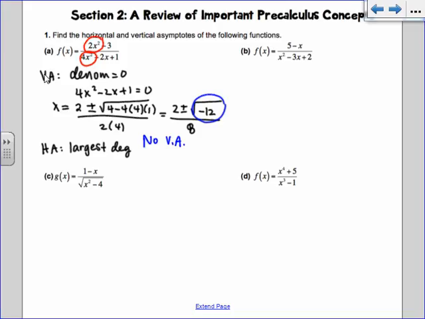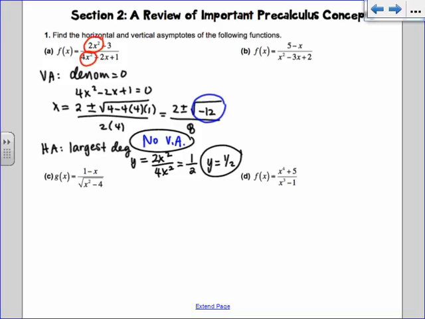So we're going to ignore the 3, the 2x, and the 1. We get y equals 2x squared over 4x squared, which reduces to just plain 1/2. So y equals 1/2 is our horizontal asymptote. Very easy shortcut. We will talk about the longer method later in the year.